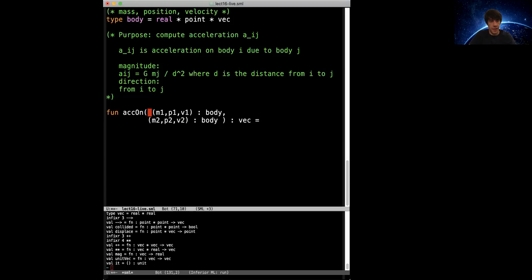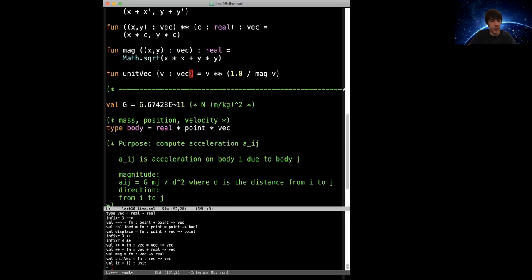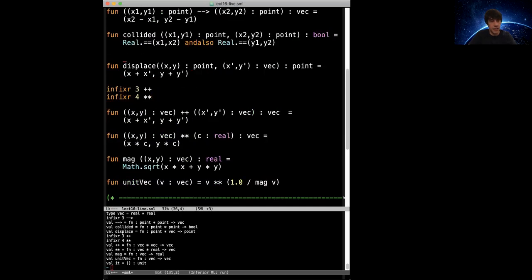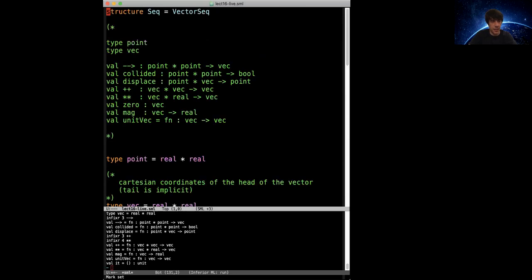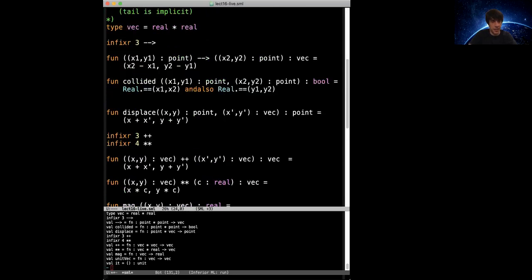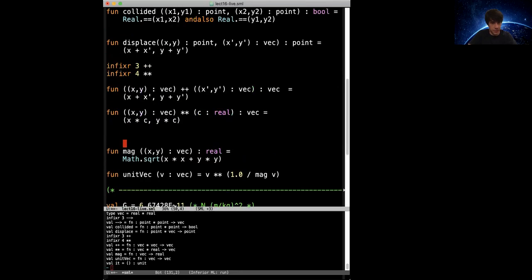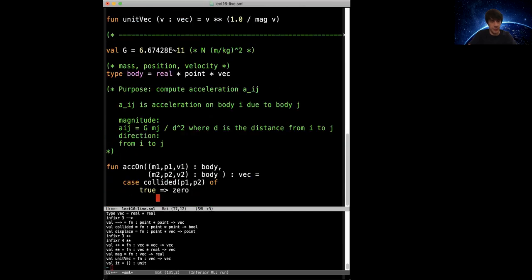And the first thing we're going to do is ask if P1 and P2 are the same, then we're just going to say that the acceleration is 0. And I think we forgot to define our 0 up here. Yeah, we did. It was in my wish list, but I forgot to define it. So what's the 0 vector? Well, it's just going to be the origin. So the 0 vector will be the pair 0, 0.